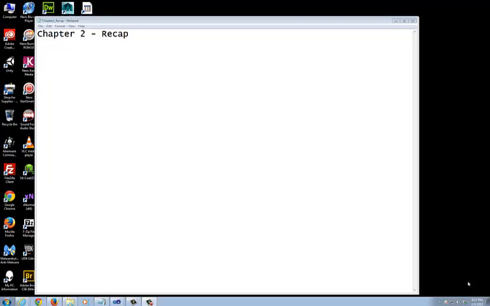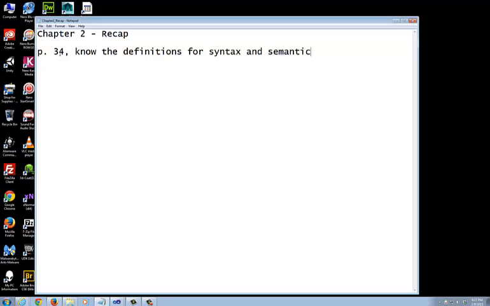If you look at page 34, it talks about the semantic rules and key things that you need to understand, the definitions. So make sure you know the definitions of semantic rules, know the definitions for syntax and semantic rules. Alright.